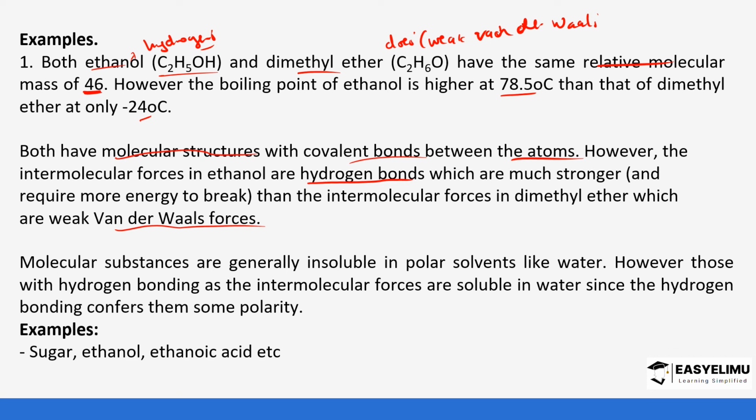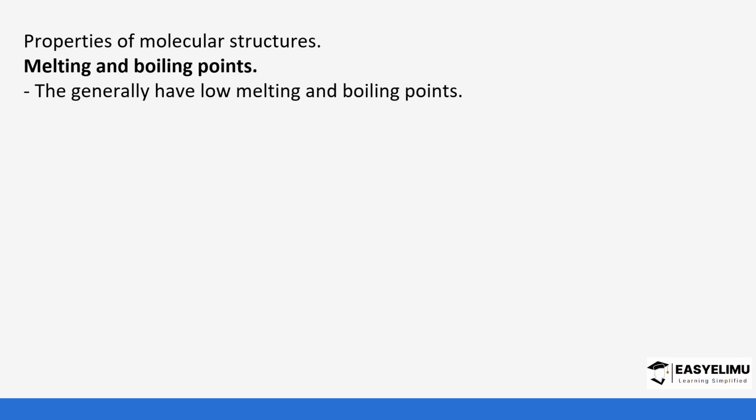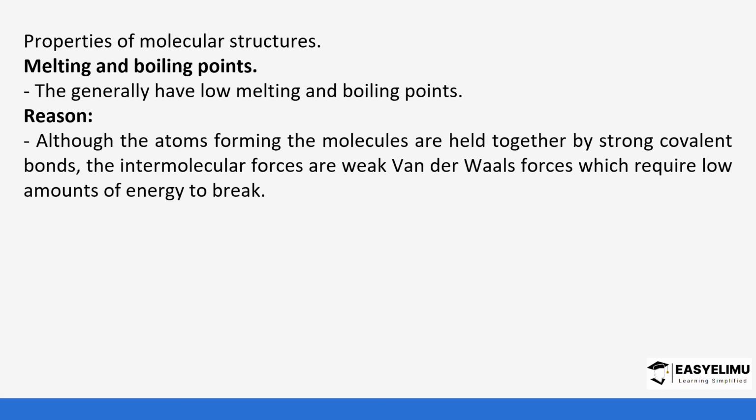Substances that dissolve or form hydrogen bonds with water are sugar, ethanol, and ethanoic acid. So some properties of molecular structures are, first of all, they have low melting points. They have low melting points because the molecules are bonded by weak van der Waals forces.